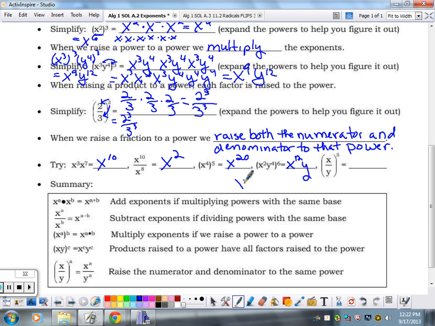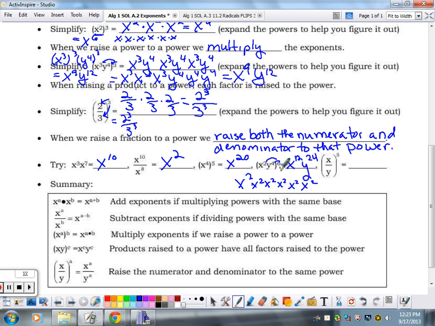Right? Because that's x squared, times x squared, 2, 4, 6, 8, 10. I've got 12 factors. Now I've got y to the 4th repeating 6 times. So how many factors of y are there? 24. So that's like raising 2 to the 6th power and 4 to the 6th power.